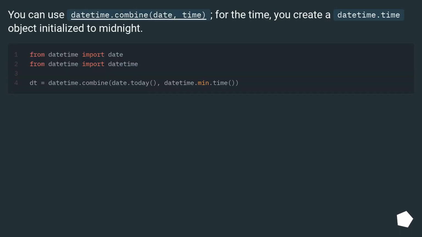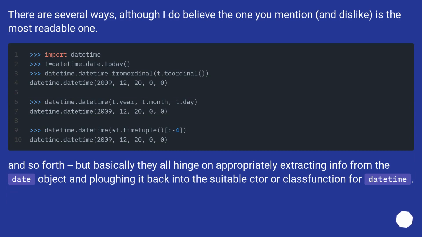You can use datetime.combine(date, time), for the time. You create a datetime.time object initialized to midnight. There are several ways, although I do believe the one you mention, and dislike, is the most readable one.